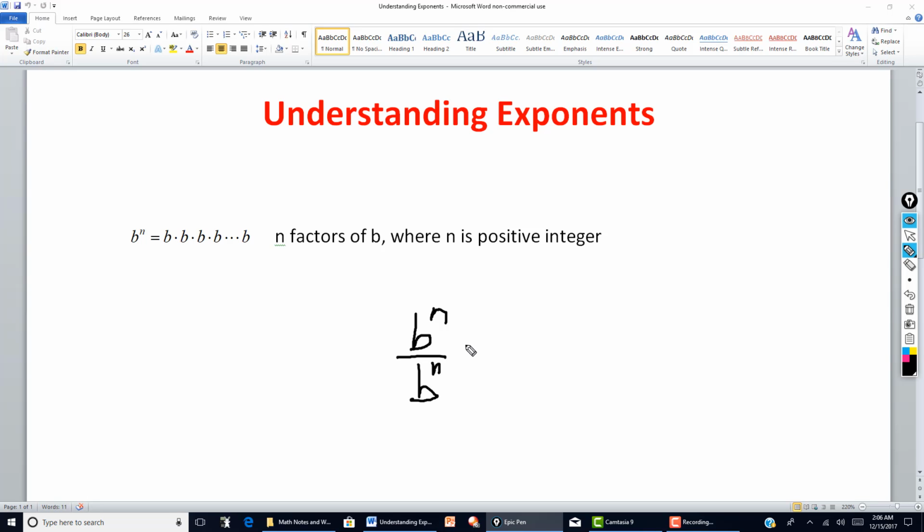It should be clear to you that because I'm dividing by the same thing, any number divided by itself is 1, except for 0. You cannot divide by 0. So this is 1. Now if I apply the property or law that I just looked at, bring down the base and subtract the exponents, n minus n in this case is 0.